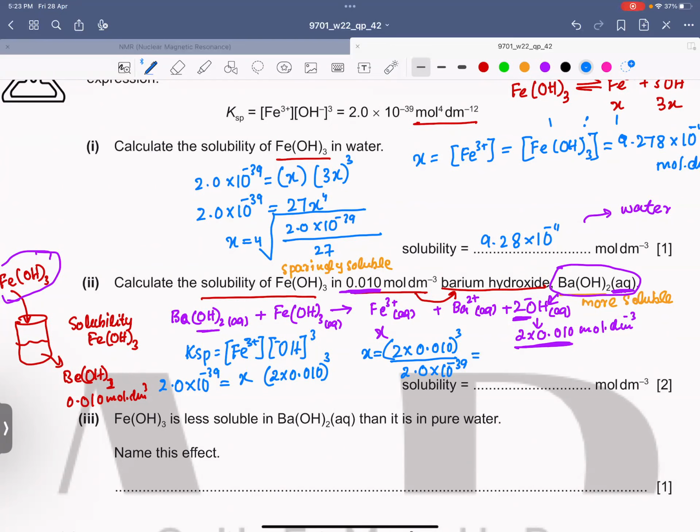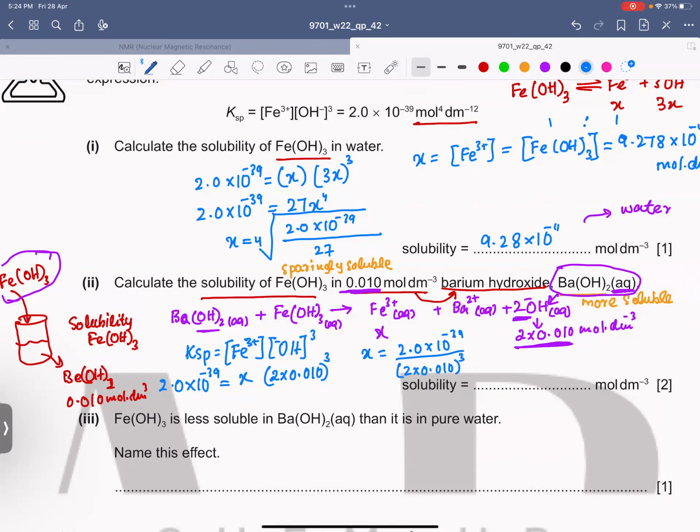What would be the value of X? Sir, 2 into 10 to the power negative 33. Can you do it again? Sir, 4 exponent 33. I don't think so. You are also getting the wrong answer. Sir, shouldn't the 2 into 10 power negative 39 come on top? Yeah. Thank you, Murtaza. So if I make X the subject, then it would be 2.0 exponent minus 39 in the numerator and 2 into 0.010 cube in the denominator.